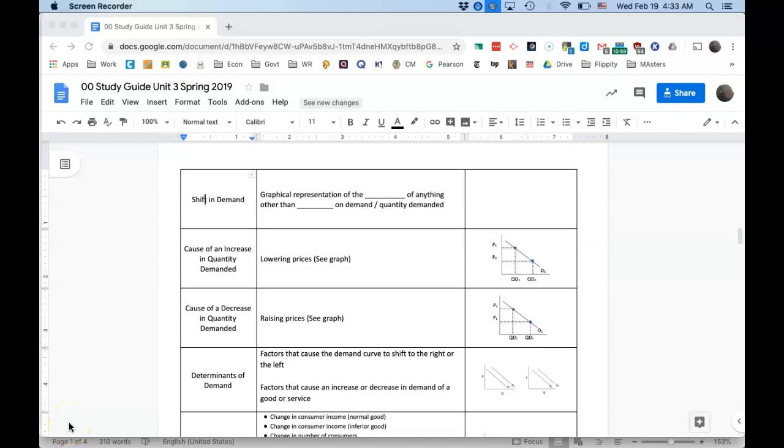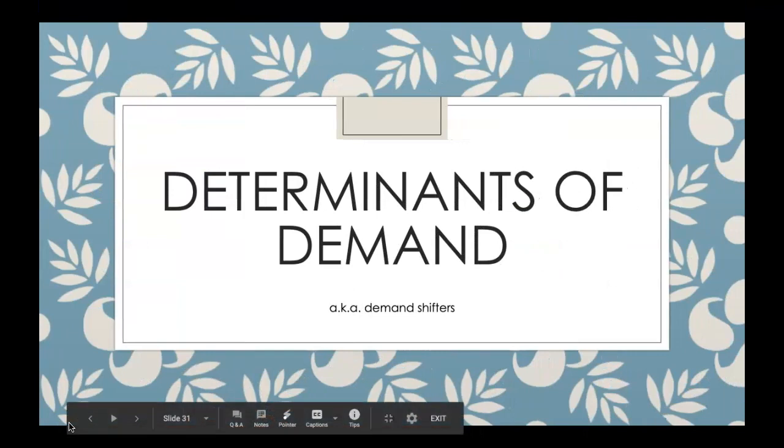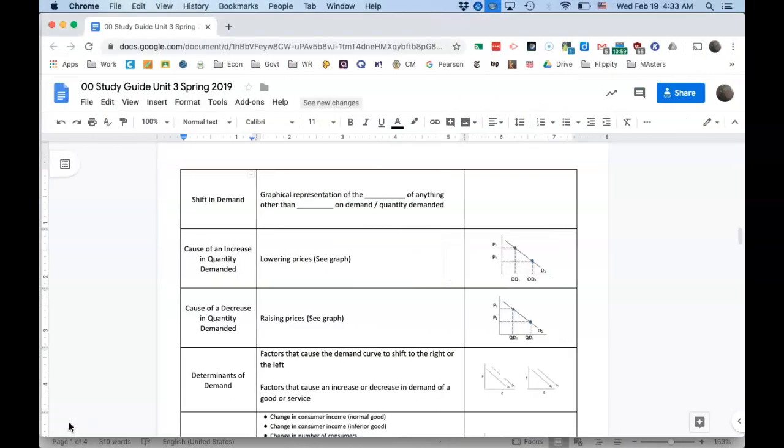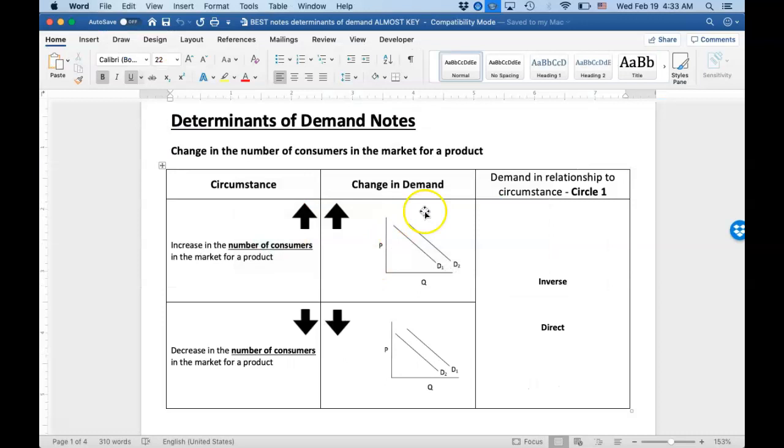Okay, today we're going to be discussing the determinants of demand. And in order for you to follow along with this lesson, you'll need to have your study guide. It's the second part of your study guide, and it's going to look like this. But you're also going to need your determinants of demand notes handout that I gave you today.